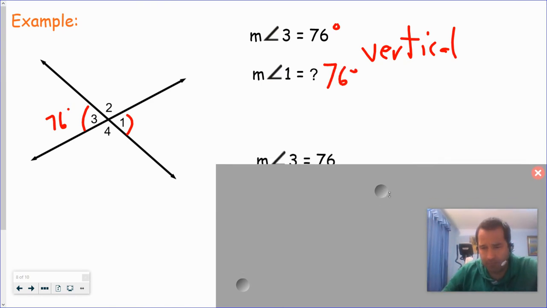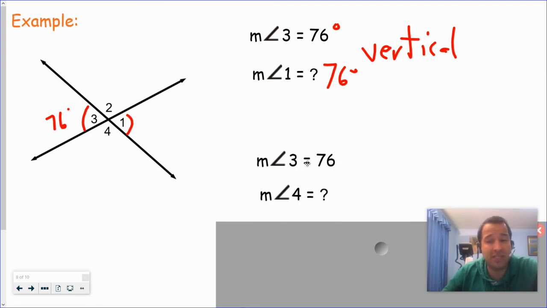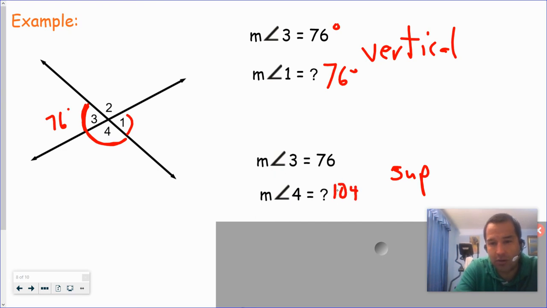But what about this? What if I said angle 3 is 76 degrees and angle 4 is what? Ooh, when you look at that. Now, here's the thing. I want you to look at these two together. And what can you tell me about both of those together? Well, those two are supplementary. These two angles are supplementary, okay? Which means they add up to 180 degrees. So if this one's 76, that means this one here must be 104, because 104 plus 76 is 180 degrees.